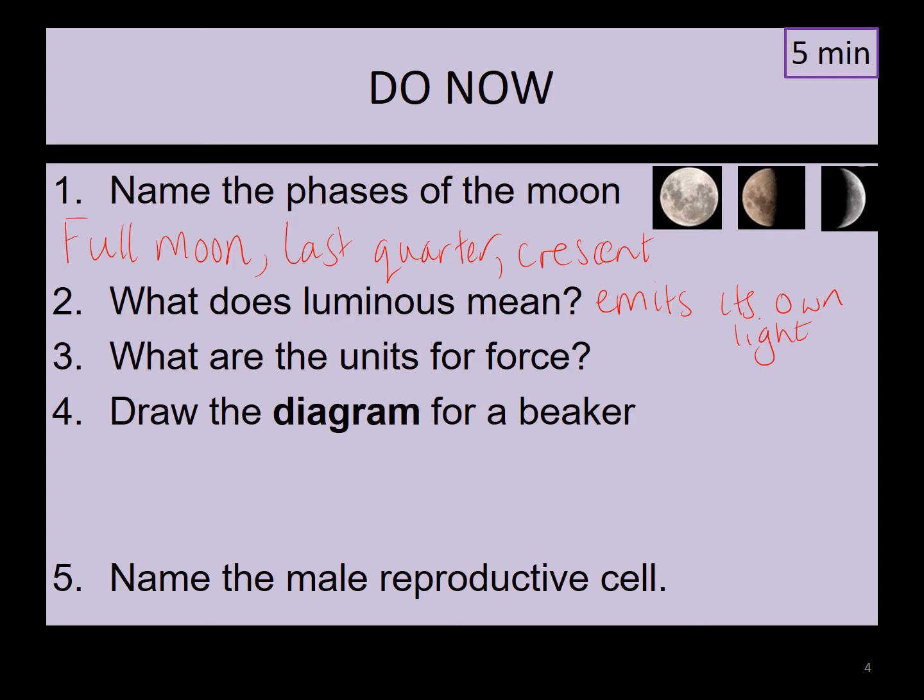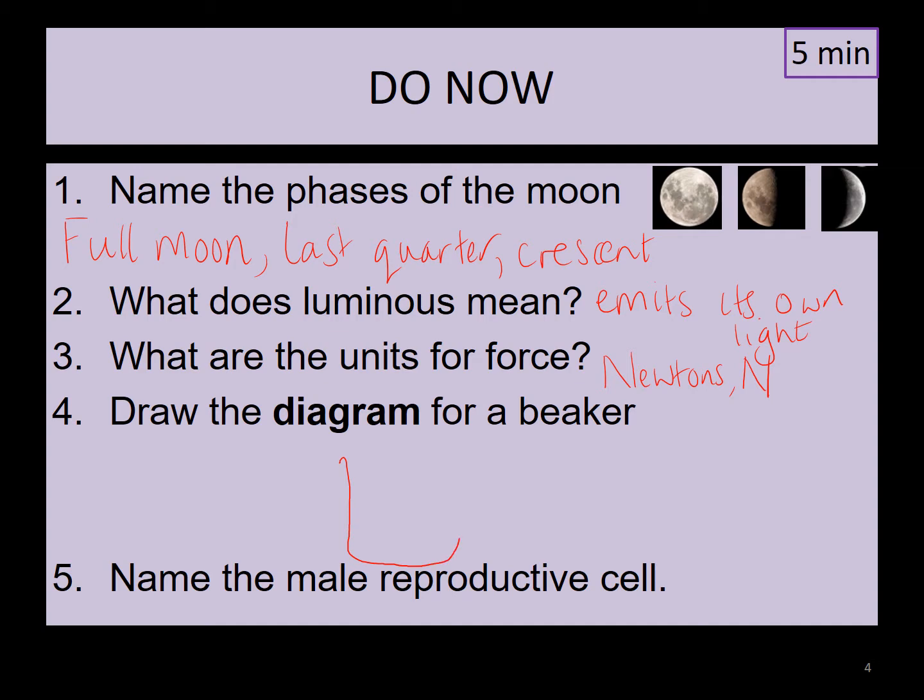Question number 3, what are the units for force? There are 2 ways that you could have written this. You could have written the whole word, which is newtons, or you could have just written a capital N for short. Make sure it's capital though and not lowercase. Right, question number 4. Draw the diagram for a beaker.